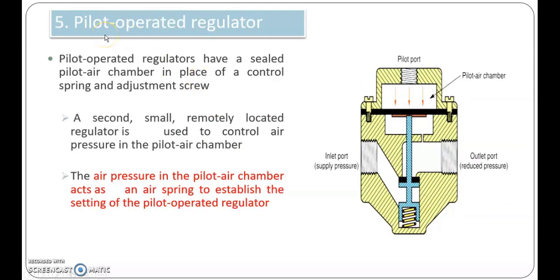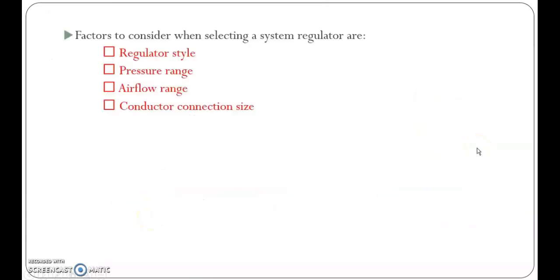And then kita ada pilot operated regulator. This one dia guna pilot air chamber. Okay. The pressure in the pilot air chamber acts as the air spring to establish the setting of the pilot operated regulator. Okay. It's a factor to consider when you choose the system regulator. It depends on the regulator style, pressure range, airflow, and connection type.